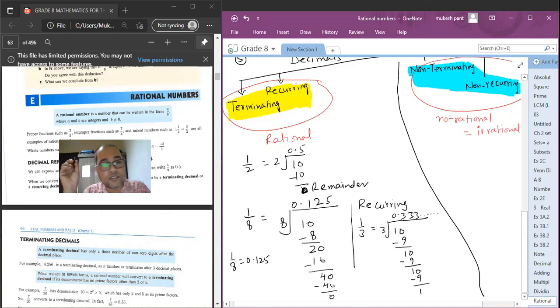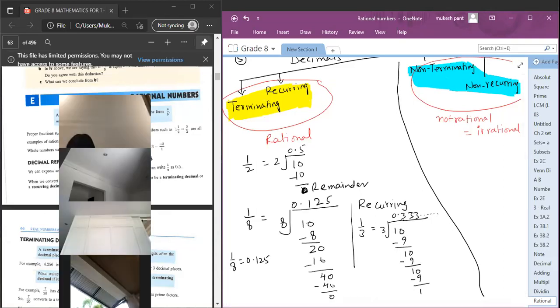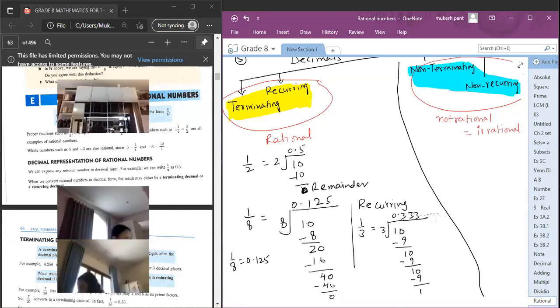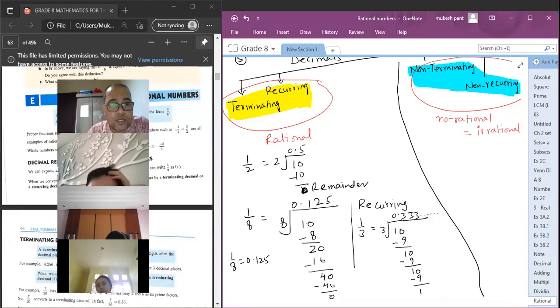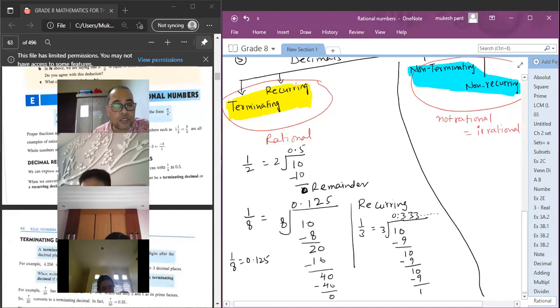Here also you will not get 0 as a remainder. You will never get 0 as a remainder. But the remainder is constant, that is 1. Understand? It's a unique remainder. So in this case, we know that in the quotient there will always be 3. Like the remainder is fixed at 1, similarly in the quotient it is fixed that there will be 3.